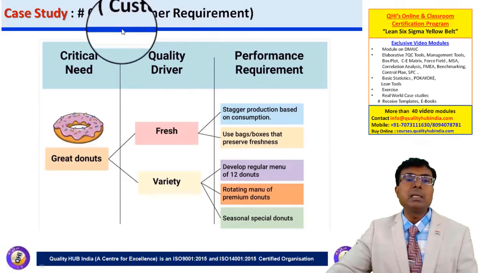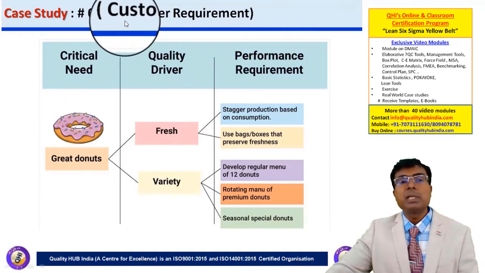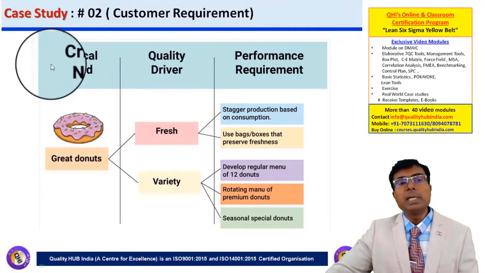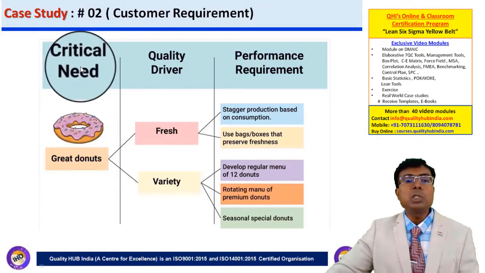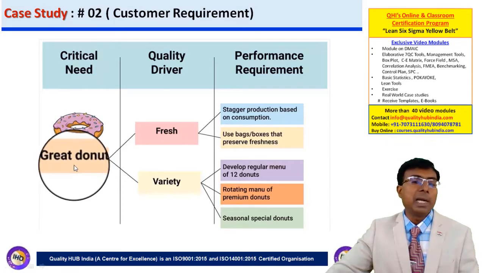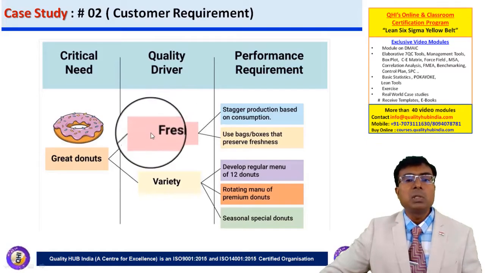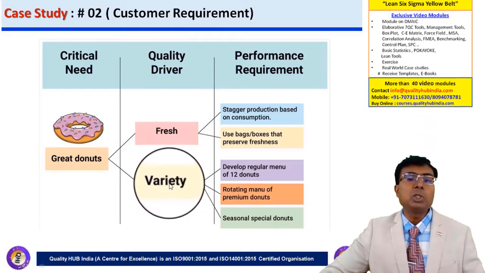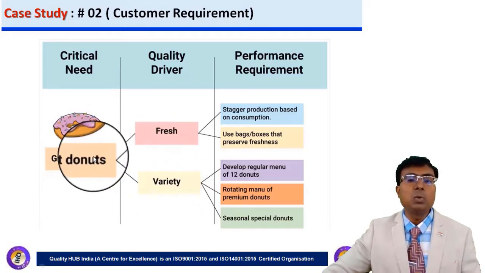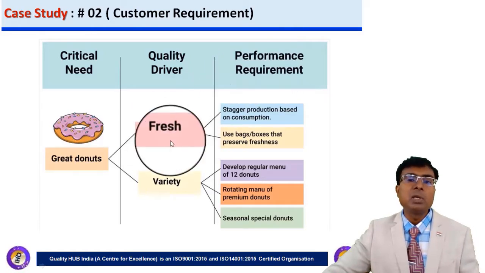Now let's understand the second case study. The second case study is again for the food industry, and the critical customer need over here is great donuts. So how to ensure that this critical need of the customer is satisfied and they are getting great donuts? I have identified 2 quality drivers for that. Those are fresh and variety. I should be ensuring that the donuts served to the customers are fresh and there are varieties of donuts. So what are the critical elements or performance requirements to ensure that donuts are fresh?